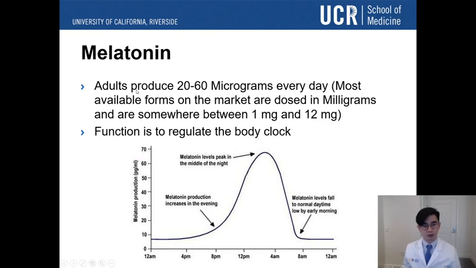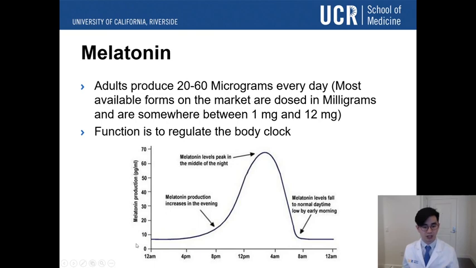Adults typically produce 20 to 60 micrograms of natural melatonin every day. Just as a reference, the melatonin that you see on the market is dosed in milligrams, which is about 1,000 times more, anywhere between 1 milligram and 12 milligrams. And the main role of melatonin, as we discussed, is to regulate the body's clock and keep it in line and correlated with the day and night cycle. So as you can see, it plays a pretty critical role in sleep.